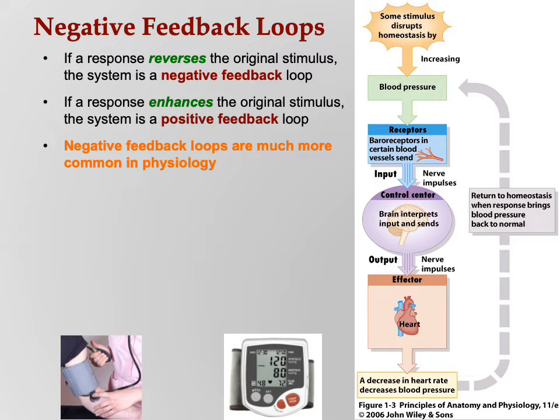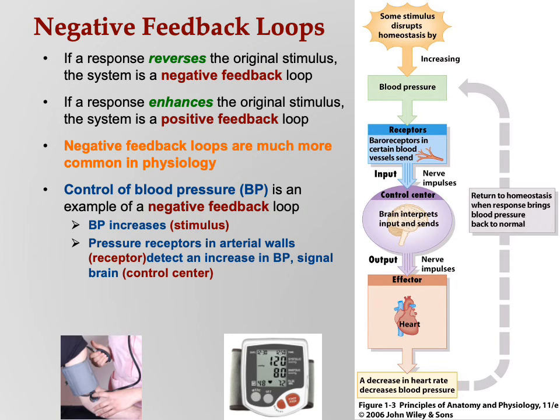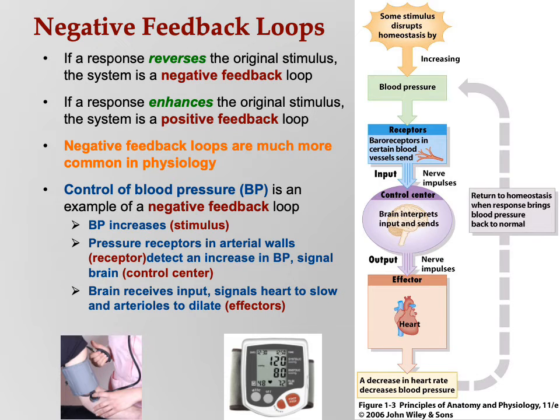So negative feedback loops, again, much more common. Control of blood pressure would be a good example. If your blood pressure increases, that would be the stimulus. Pressure receptors in the walls of your arteries will detect that. They'll signal the brain. The brain's the control center. The brain gets the input, signals the heart to slow down, and tells the arterioles, small arteries, to dilate. Those are the effectors. And what's the response or the result? Your blood pressure returns to normal. There's a classic negative feedback loop.